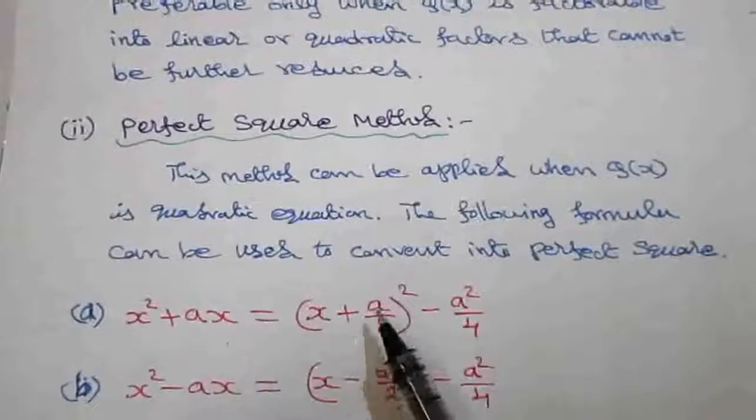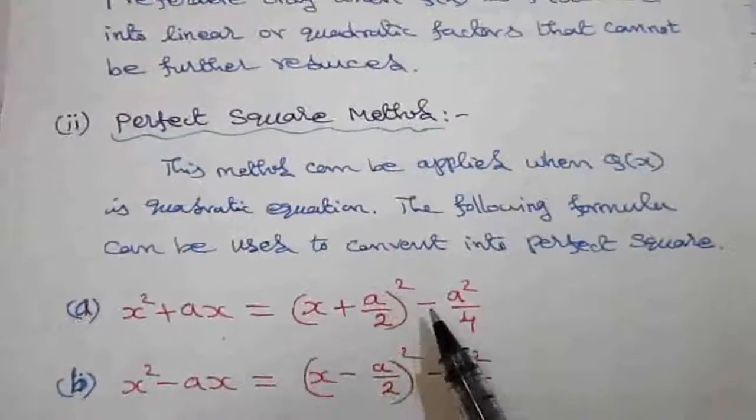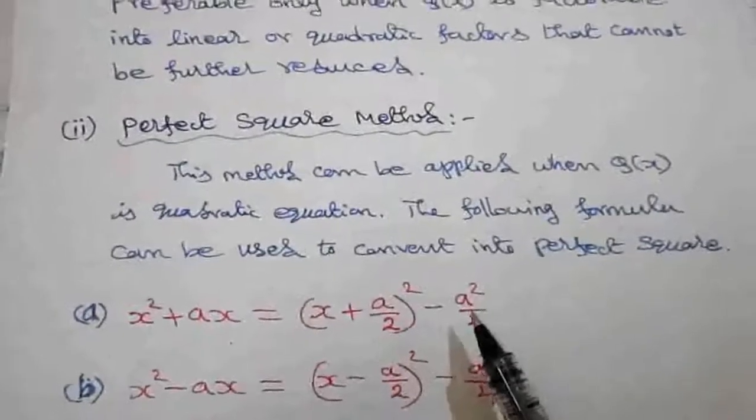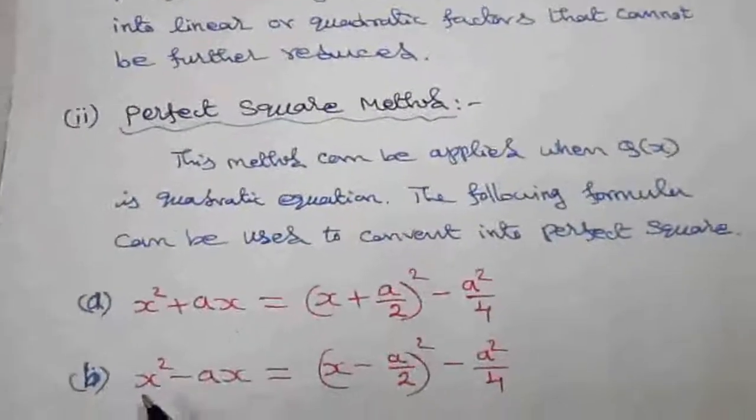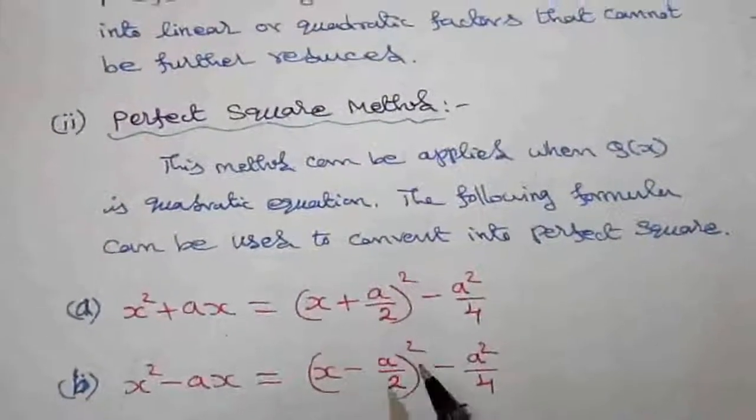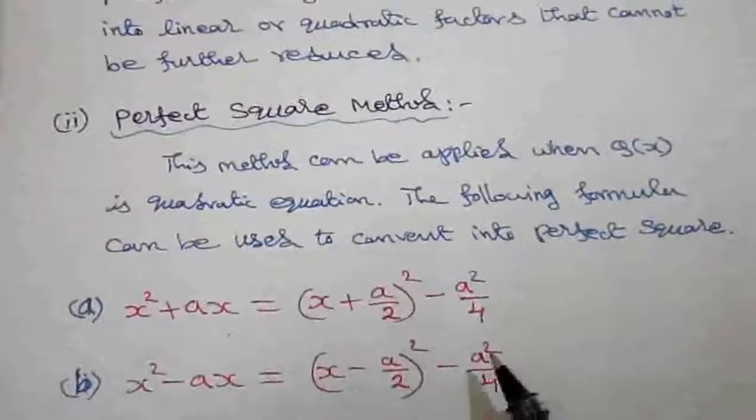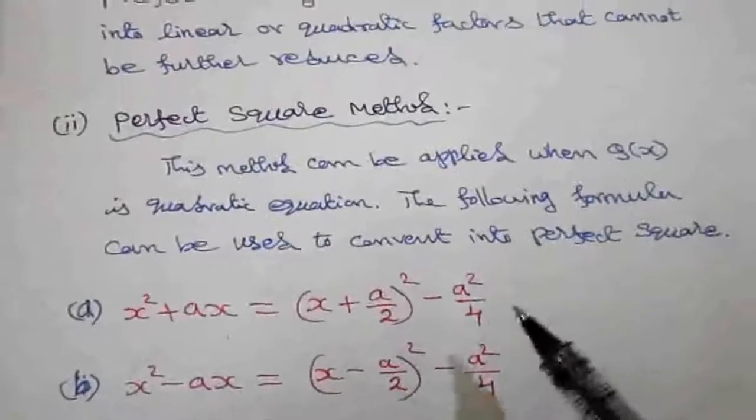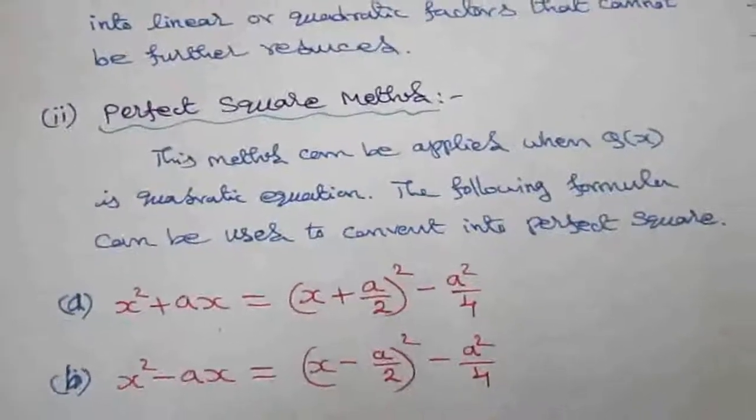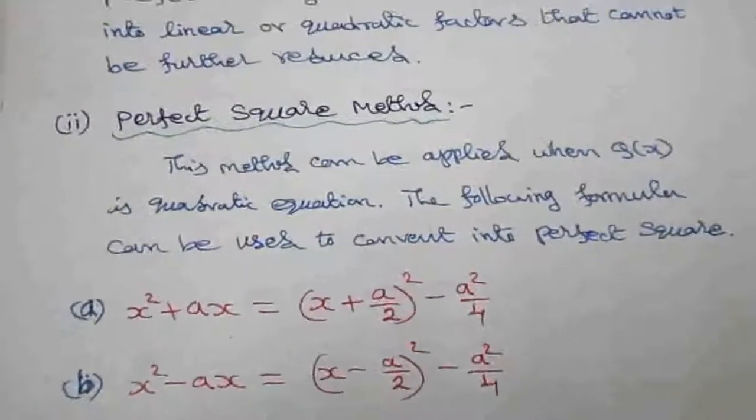So x plus a by 2 the whole square minus the inner term squared, written outside. The second formula is x square minus ax is equal to x minus a by 2 the whole square minus a square by 4. So by using either formula, we can convert into a perfect square. Then we can solve the integral.